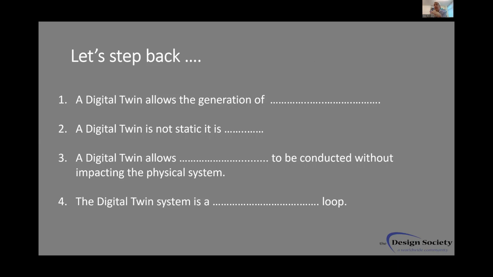And if we step back, we can make a number of propositions about the digital twin from a systems perspective. First one is that the digital twin allows a generation of understanding. That's what it's about. It's about understanding to aid decision-making and control. The second one is that the digital twin is not static. It is alive. It's continually evolving and changing.